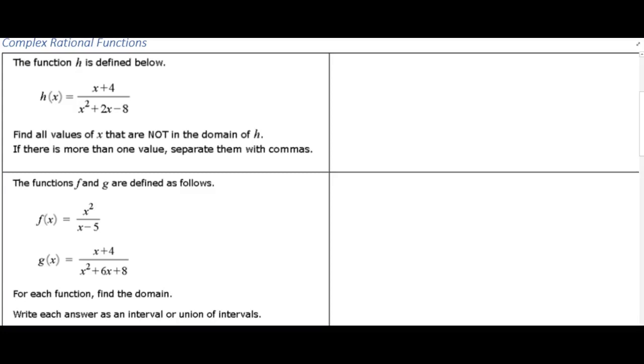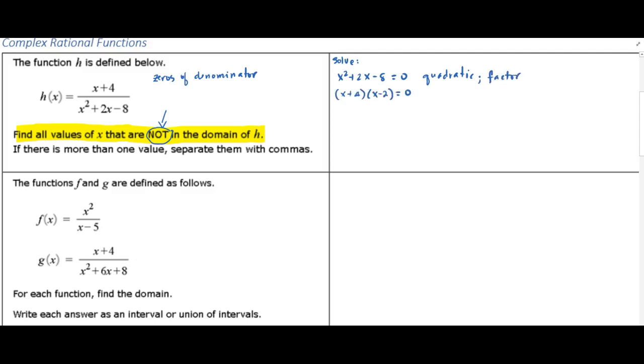We're looking for the values that are not in the domain of h, and these must be the zeros of the denominator. The denominator is a quadratic, so we solve it by factoring. It factors into x plus 4 times x minus 2 equal to 0, so we have minus 4 and 2 as the excluded points.